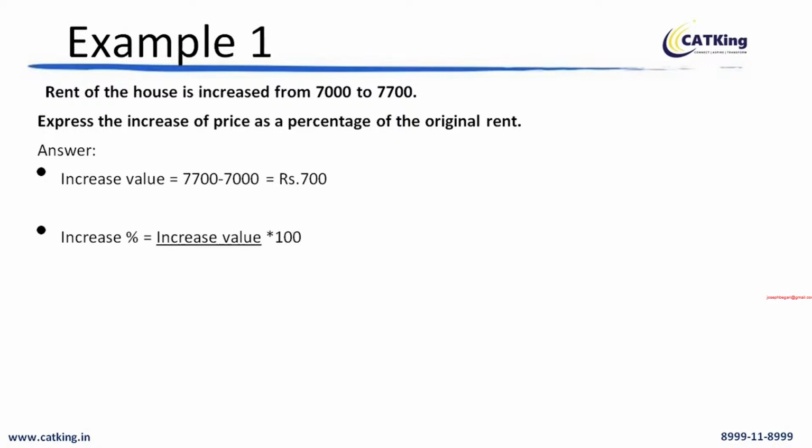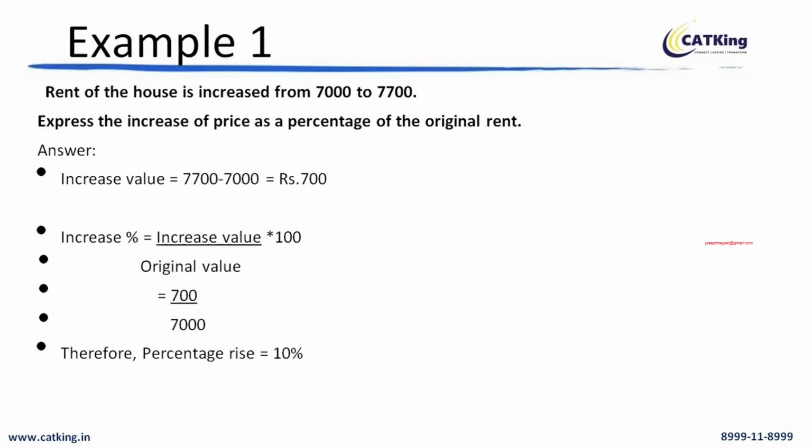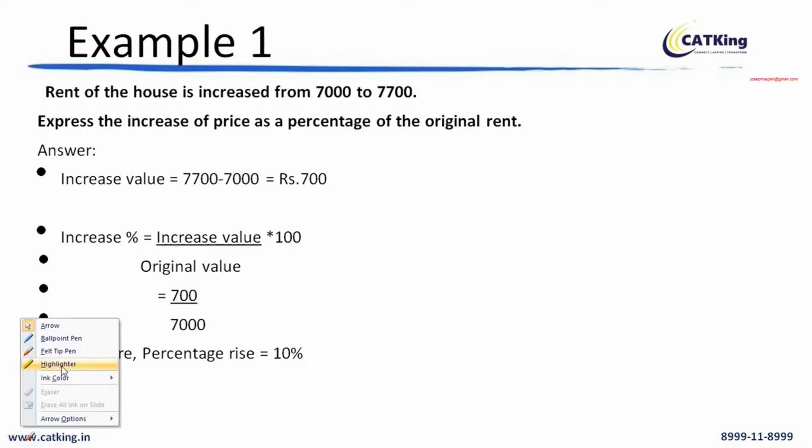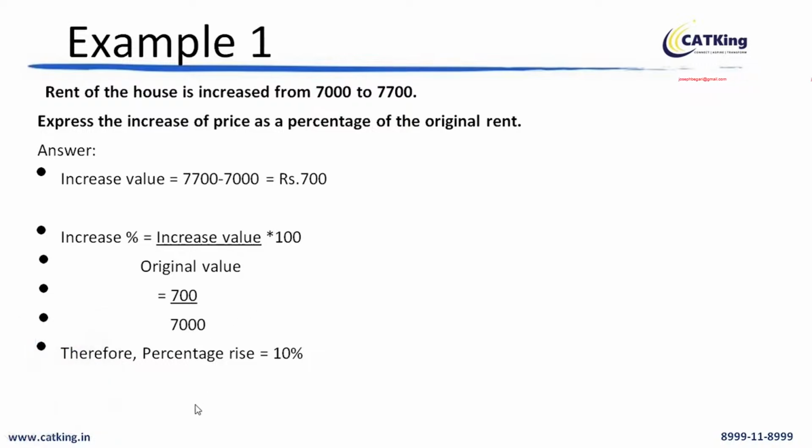700. Yes, increase percentage is increase value upon original value into 100. Compare this, the original is 7000. 700 upon 7000 into 100. So that is basically 10%. Right? 700 by 7000 into 100. I think into 100 is missing here. So let's go with that. So 700 by 7000 is going to give you 1 upon 10. 1 upon 10 into 100 is going to give you 10%.